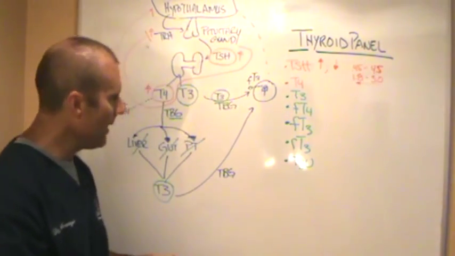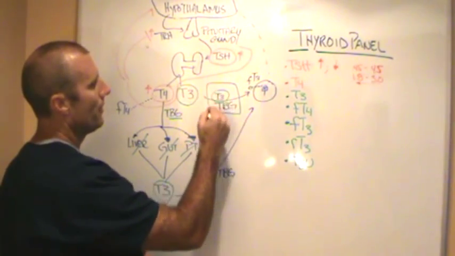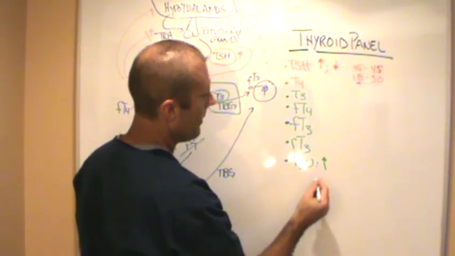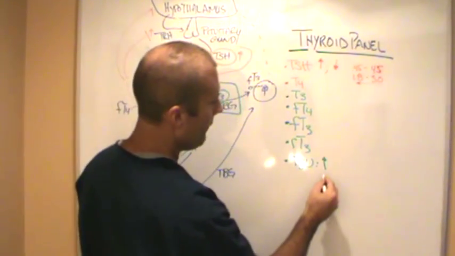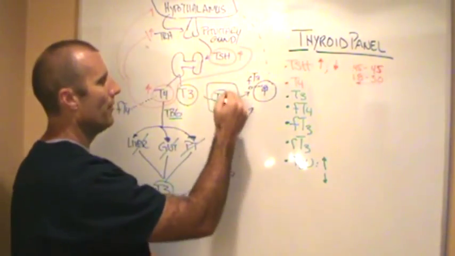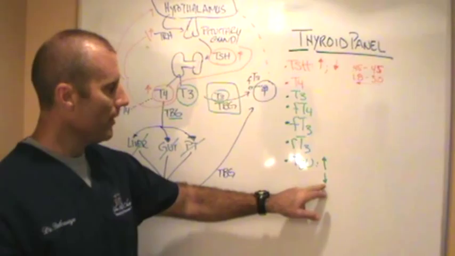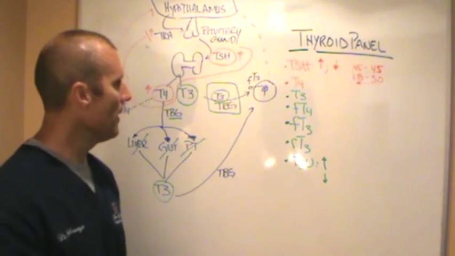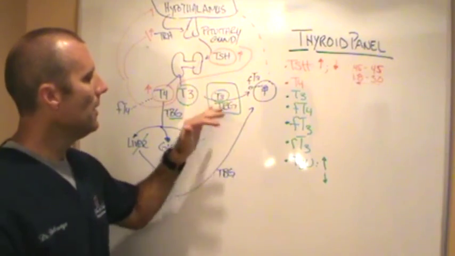T3 uptake is essentially a marker that tells me how much hormone is bound to the thyroid binding globulin. If I have high T3 uptake, that means I don't have much thyroid hormone bound to the thyroid binding globulin. If I have low T3 uptake, that means I've got a lot of hormone bound to this thyroid binding globulin. And the reason that's important is if my T3 uptake levels are too low, below range, that means most of my thyroid hormone is stuck in the thyroid binding globulin. It's not usable in that form. I need it to be in the free form.